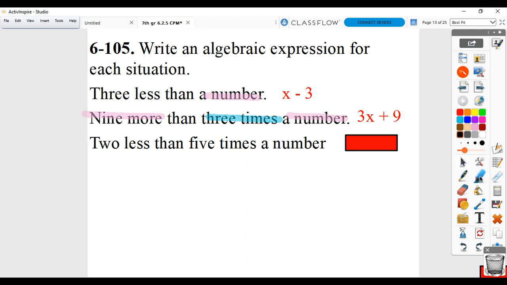2 less than 5 times a number. So again, a number is your x. 5 times that would be 5x. And 2 less than means you're subtracting 2.